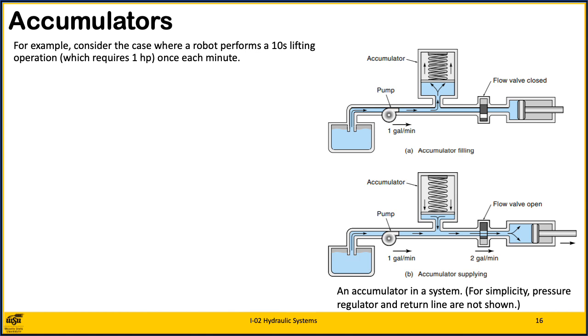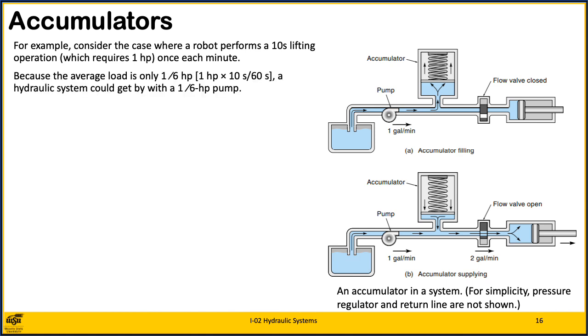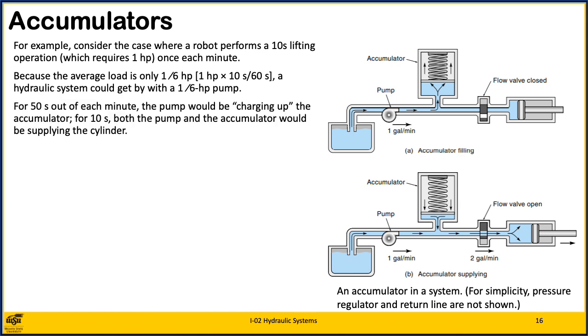For example, consider the case where a robot performs a 10-second lifting operation, which requires 1 horsepower once each minute. Because the average load is only 1/6 of a horsepower, which is 1 horsepower times 10 seconds divided by 60 seconds per minute, a hydraulic system could get by with a 1/6 horsepower pump. For 50 seconds out of each minute, the pump would be charging up the accumulator. For 10 seconds, both the pump and the actuator would be supplying the cylinder.